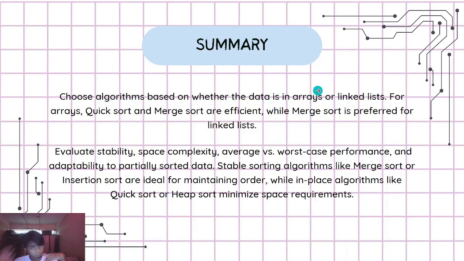Okay, for this summary, most of the algorithms have their characteristics and efficiency based on the data or array that we use. All of those seven sorting methods have their average and worst case performance, and adaptability to partially sorted data. So I think that's all for this part. Thank you.